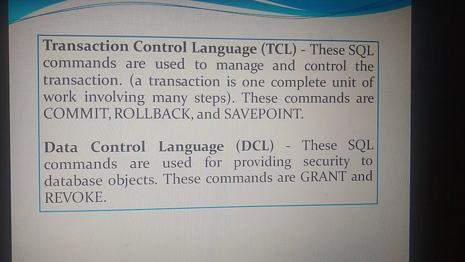So TCL, transaction control language. A transaction is one complete unit of work which involves many steps. Like whenever you are doing some transaction from the bank, you want to take out an amount from your bank account and you want to deposit it into someone else's account. So in between there are a number of steps. When all these steps are completed successfully, it is called commit. And suppose a problem occurs in the middle of the transaction, it will take you to the initial position, that is known as rollback.